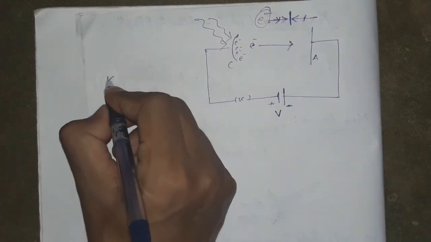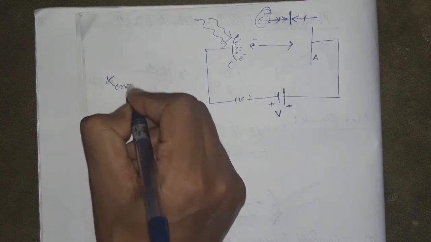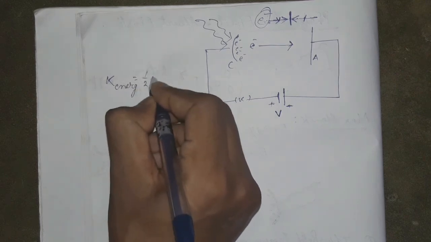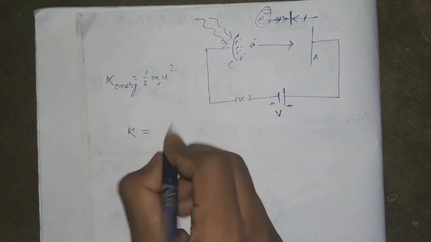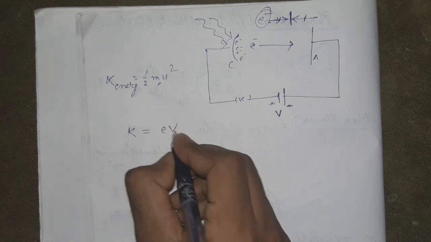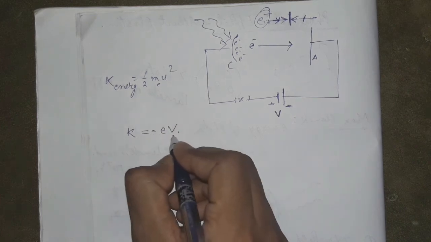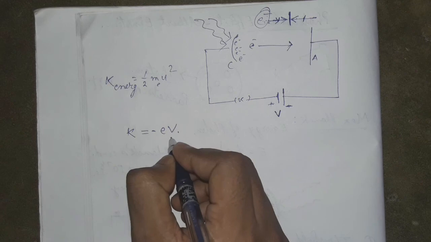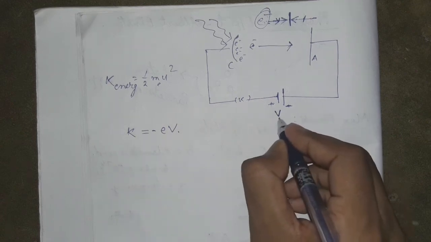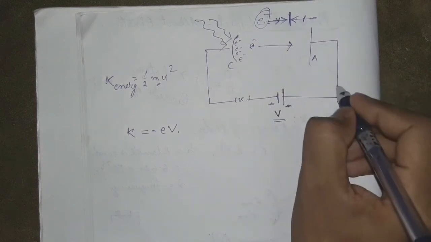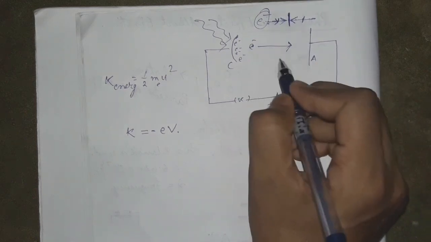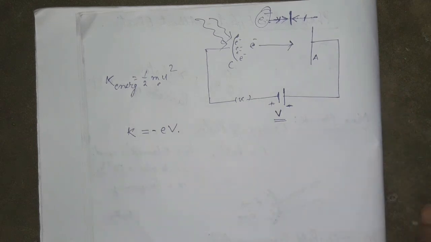So kinetic energy, half m u square, and this K will be equal to the negative potential, denoted by e into V. Here e is the charge of the electron, and V is the potential you apply at which there will be no current, that means the movement of electrons will be stopped. So this is all about the photoelectric effect, and there are some graphs related to this.